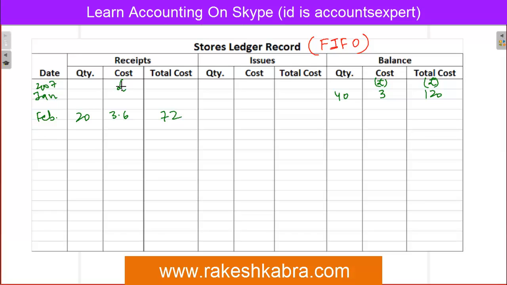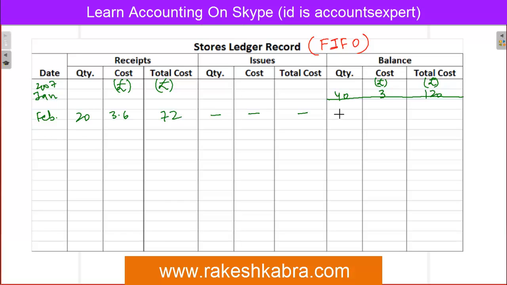Now we have to update this here in the balance. In the month of February there is no issue, only purchase. Now what is the status of balance in the month of February? In the month of February, what is the status of units remaining in the store?